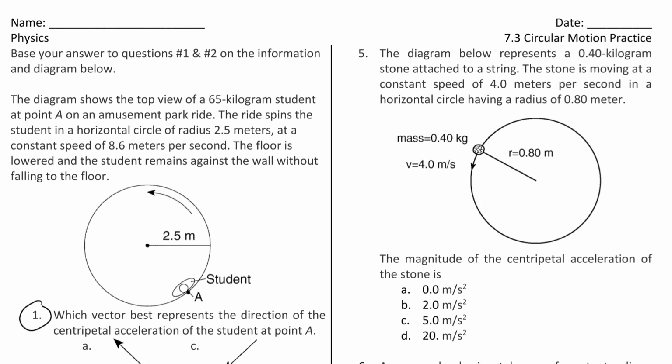So, number 1, base your answer to the following questions on the information and the diagram below. The diagram shows the top view of a 65 kilogram student at point A on an amusement park ride. The ride spins the student in a horizontal circle of radius 2.5 meters at a constant speed of 8.6 meters per second. The floor is lowered and the student remains against the wall without falling to the floor.